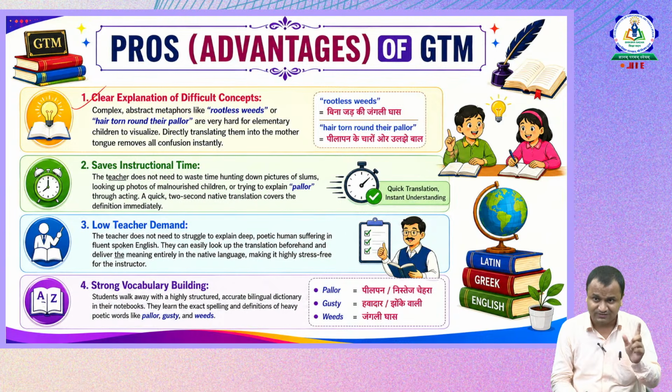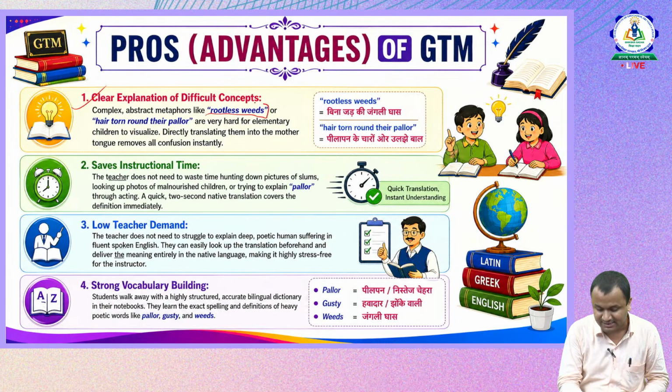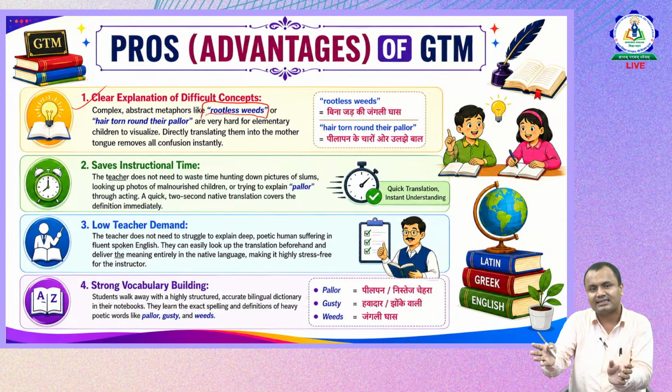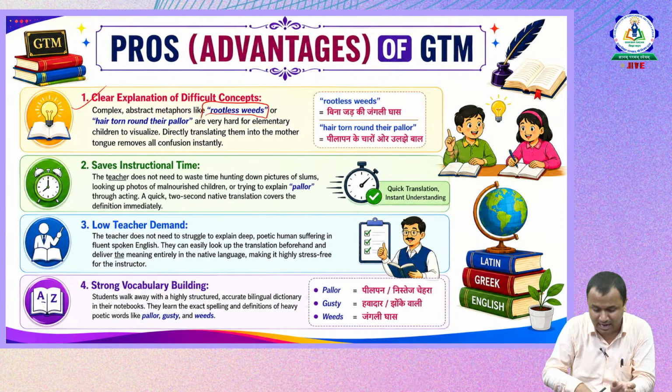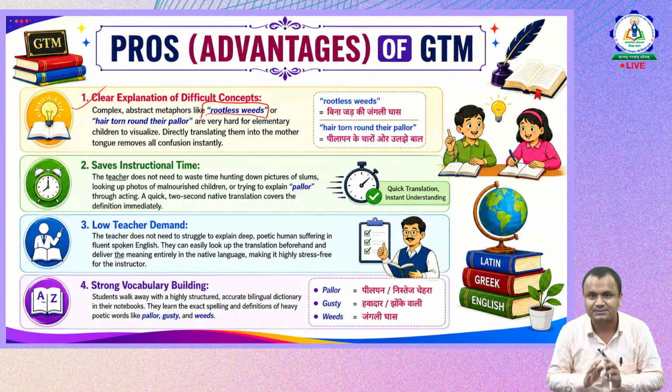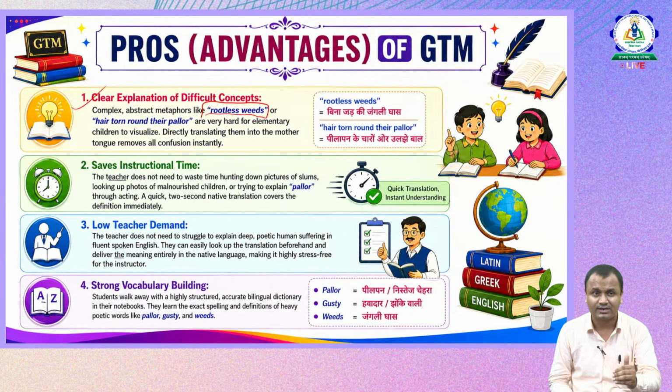Let's see an example from the poem we have discussed, An Elementary School Classroom in a Slum. We have the term rootless weeds. Now it is not easy to explain this term through any method other than the grammar translation method, wherein we just say that rootless weeds means bina jad ki jangli ghas. The student will get to know what it means. So it gives us a way to explain in a clear way, in the easiest way.